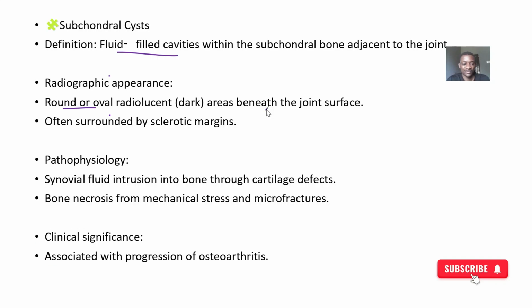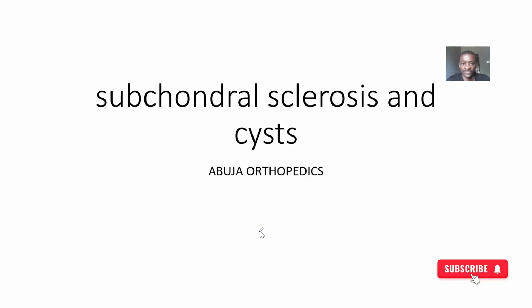The pathophysiology is that synovial fluid intrudes into bone through cartilage defects. Bone necrosis from mechanical stress and microfractures is also associated with the progression of osteoarthritis. So that's what we've got for subchondral sclerosis and also cysts.